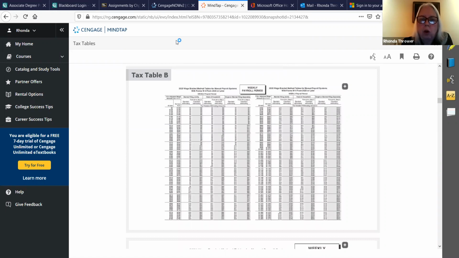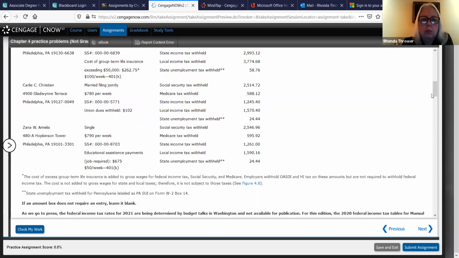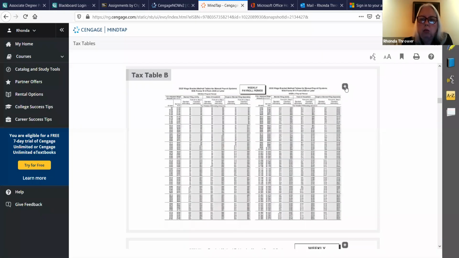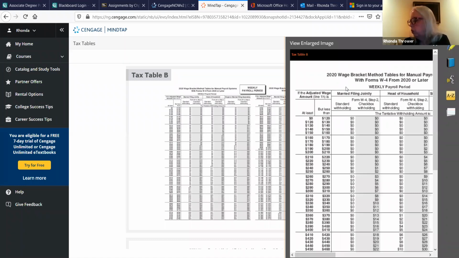I'm going to refer back to our problem because I need to know the marital status of this employee. And do you see here that Randy is single? So I need to know the marital status when I'm looking up his amount on the tax tables. So $665 was the amount of wages that were subject to the federal income tax.